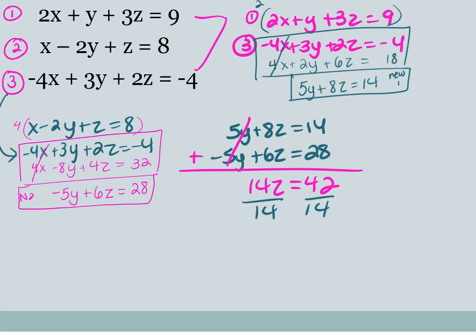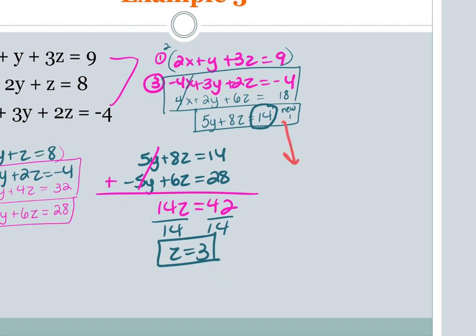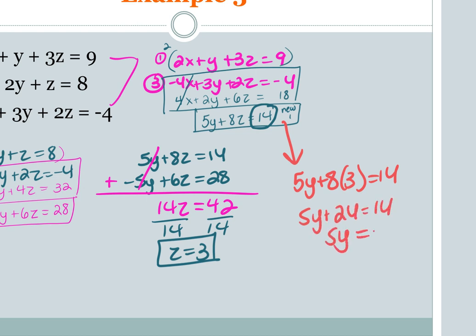New 1 should be positive 14. z equals 3. Now what am I doing with it? Plug it back in where? One of the new ones. If you plug it back into the original, you're still going to have 2 unknowns. So it's got to go to one of the new ones. Doesn't matter which one. I'm going to grab new 1. 5y plus 8 times 3 equals 14. 5y plus 24 equals 14. 5y equals negative 10, and y equals negative 2.